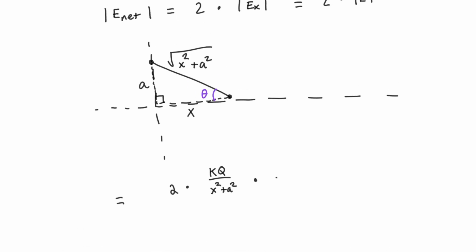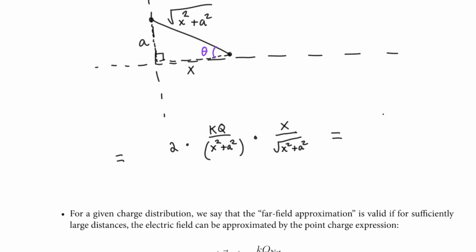For cosine theta, we just use the SOHCAHTOA definition, where cosine is defined as adjacent, x, because it touches theta, divided by the hypotenuse. And then we get quite the answer to simplify here. The numerator isn't bad, it's 2kqx. For the denominator, I have x squared plus a squared to the 1 times x squared plus a squared under a square root, which is a 1/2 power. So I have a 1 power times a 1/2 power. By exponent rules, that's 1 plus a half, which makes that x squared plus a squared to the 3/2.